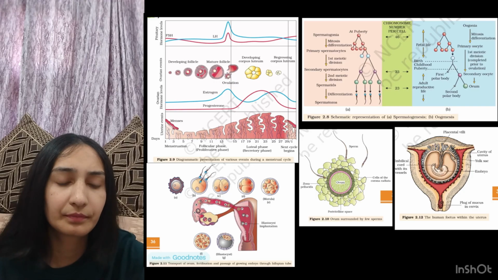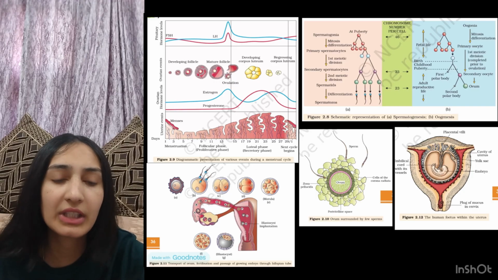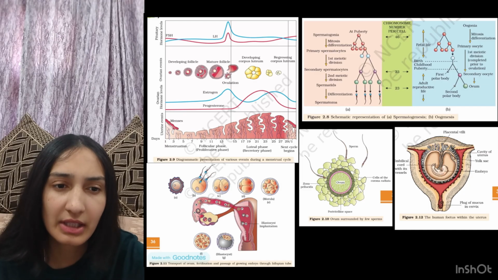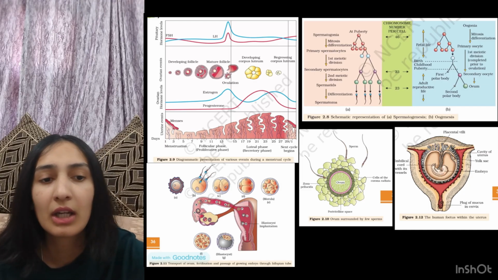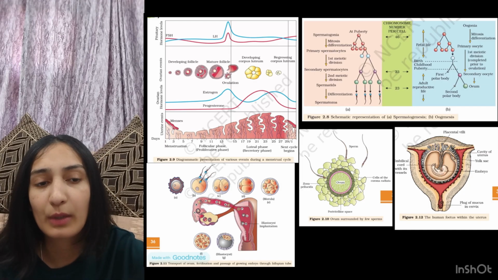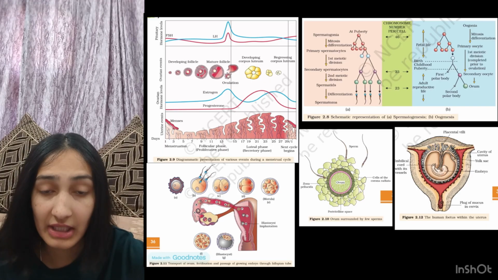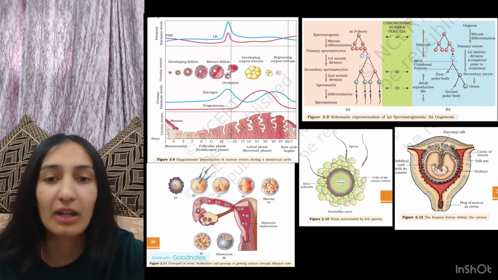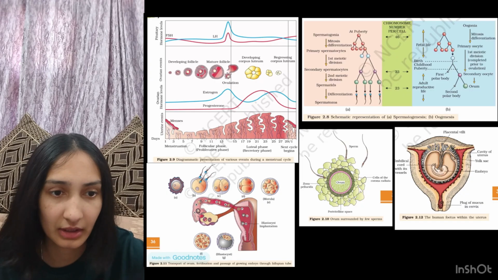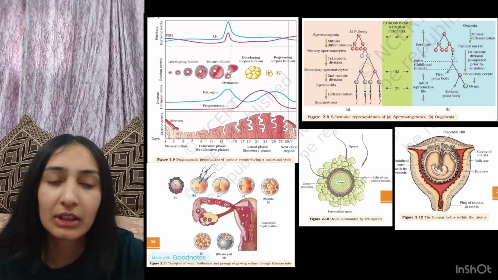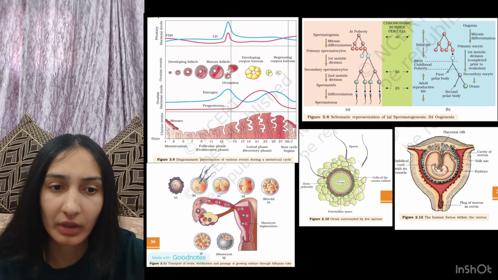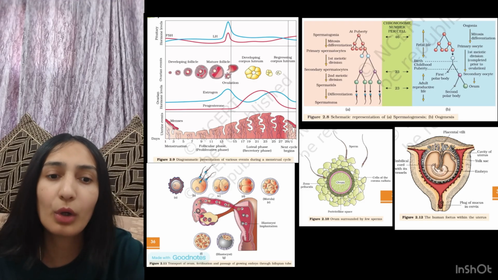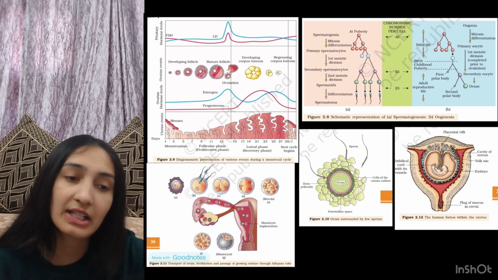Moving on, in figure 2.9 you can clearly see a diagrammatic representation of various events during a menstrual cycle. So you need to learn the graphs: at what point does the estrogen level rise, at what point does the progesterone level rise, and when the LH and FSH surge are happening. And you also need to remember that at 14 days what is happening, and how long is the follicular phase, that is the proliferative phase, how long is the luteal phase, that is the secretory phase.